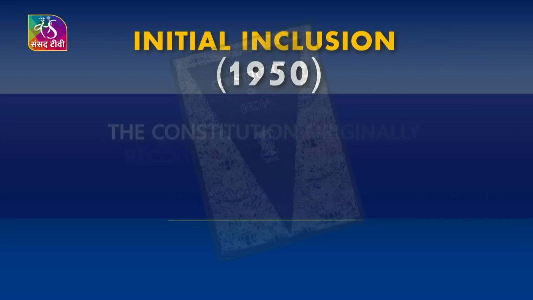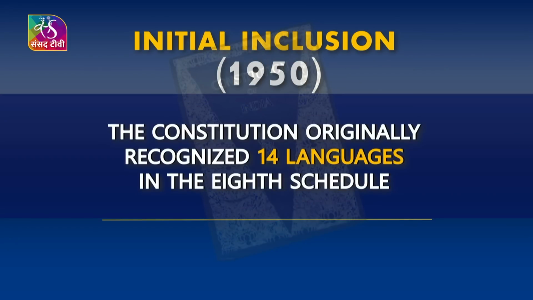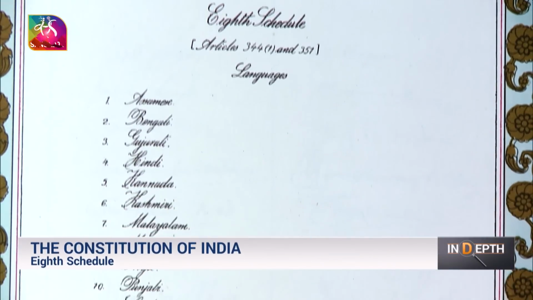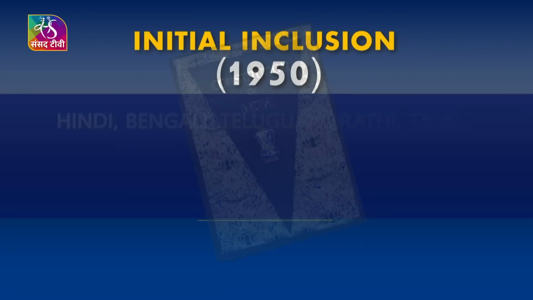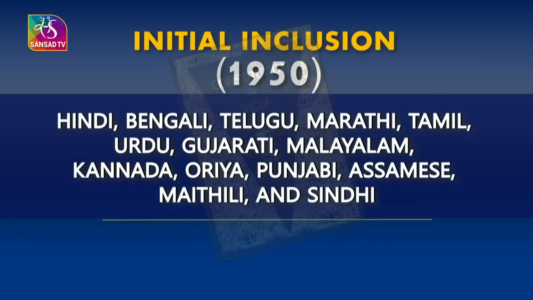Initial inclusion, 1950. The Constitution originally recognized 14 languages in the 8th schedule. These languages, spoken by large sections of the population, such as Hindi, Bengali, Telugu, Marathi, Tamil, Urdu, Gujarati, Malayalam, Kannada, Oriya, Punjabi, Assamese, Maithili and Sindhi.